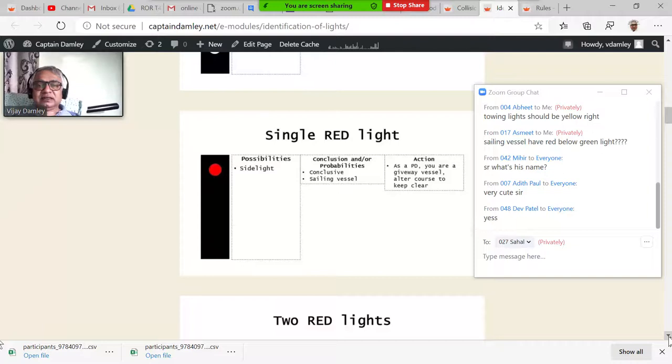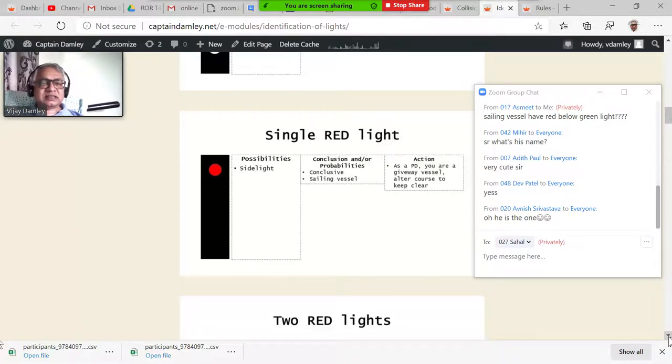Okay, so what happens is, there is one question, that he is saying sailing vessels have red below green, that is the combination given.